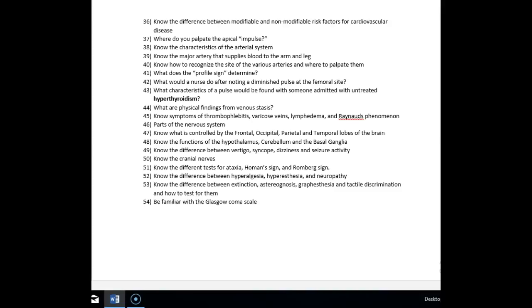Know the characteristics of the arterial system. I just want y'all to know that the arterial system is a high pressure system, because the venous system is not. Know the major artery that supplies blood to the arm. The brachial artery is, of course, the major artery in the arm.